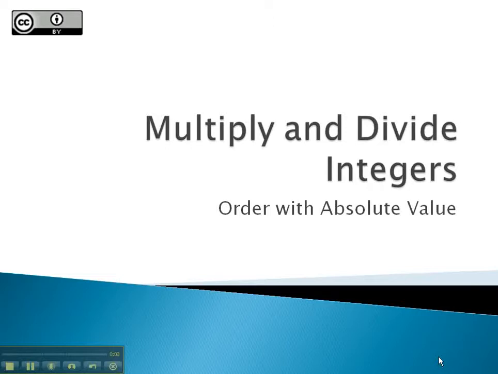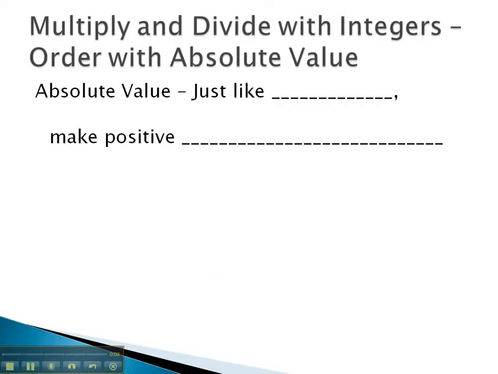In this video, we're going to take a look at how order of operations works with integers when we have absolute value in the problem. Absolute value is really a special type of grouping symbol. All grouping symbols work the same, just like parentheses.